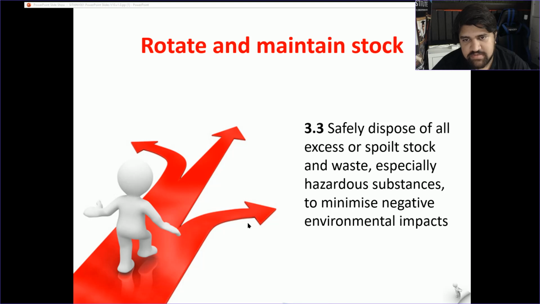3.3. Safely dispose of all excess or spoiled stock and waste, especially hazardous substances, to minimize negative environmental impacts. So very important. We don't want to be throwing away things that we could have used, and because of our negligence now we're having to throw it away. Okay, because now essentially we have to buy it from somewhere else, somebody has to produce more that we could have used.